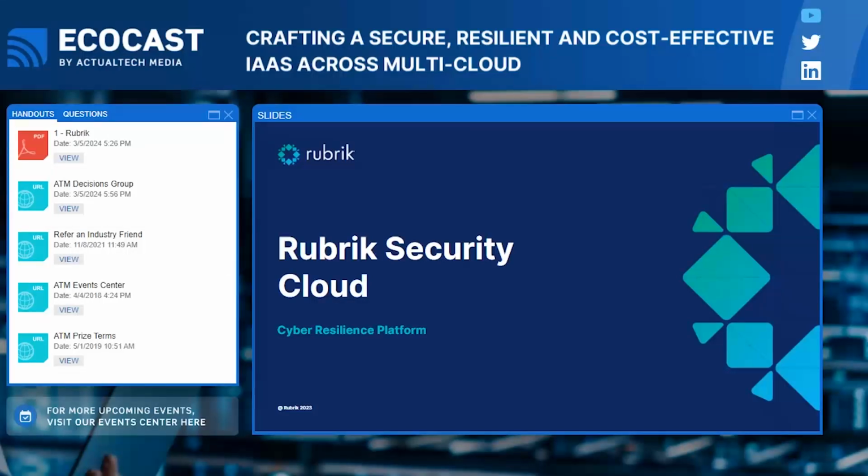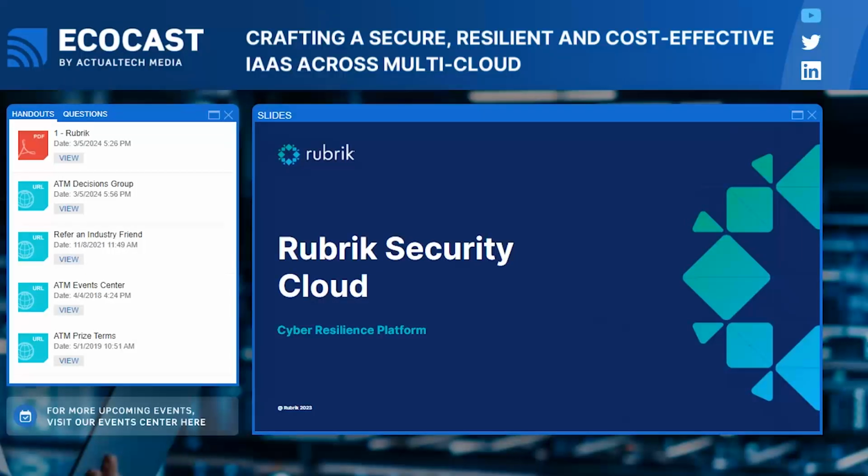The primary platform we have at Rubrik is called the Rubrik Security Cloud. It's very much focused around this concept of cyber resilience. And the way we look at that is, in essence, in today's world, it's not a matter of if you're going to be attacked, not a matter of if you're going to be breached, it's when it's going to happen. So it's all about how you respond to that.